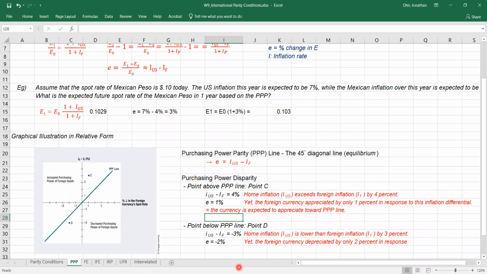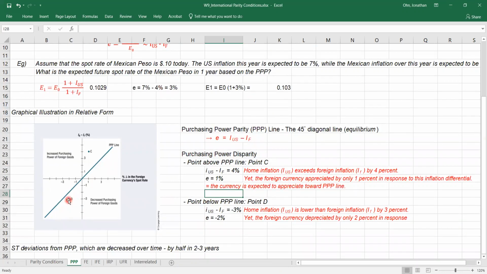On the other hand, look at this one, D. The relative inflation is minus 3%, but the percentage change in exchange rate is minus 2%. In this case, it is below the PPP line. The percentage change in exchange rate is minus 2%, and this one is minus 3%. So E is higher than relative inflation.